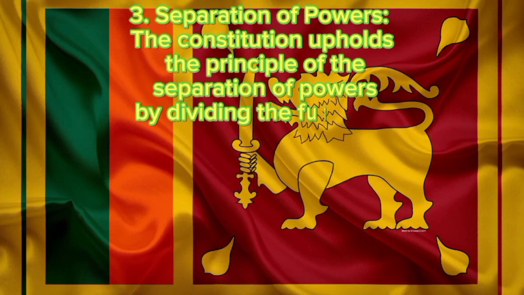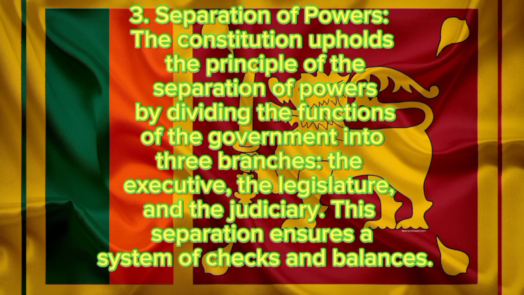3. Separation of powers. The Constitution upholds the principle of the separation of powers by dividing the functions of the government into 3 branches: the executive, the legislature, and the judiciary. This separation ensures a system of checks and balances.